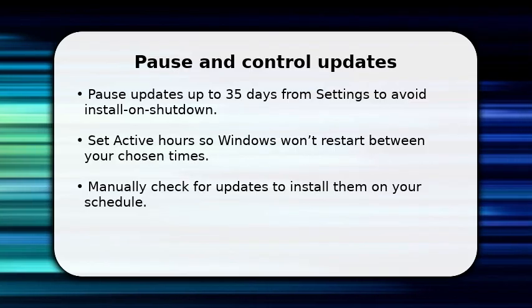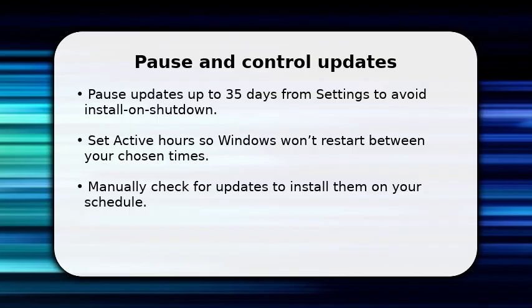Open Settings, then go to Update and Security to manage Windows Update functions. Select Pause Updates for up to 35 days to stop automatic installs temporarily. Then choose Change Active Hours and set the hours you use the PC daily. Windows will avoid restarts during those hours and will not force an update.